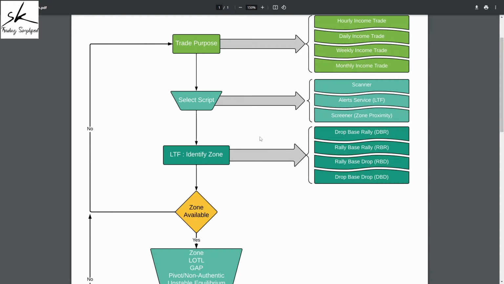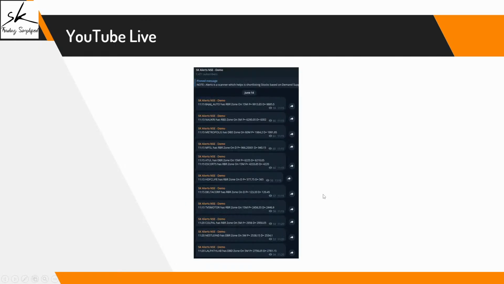So what alerts basically do is, as soon as a zone forms on the lower time frame, it immediately notifies you. We have a demo channel for NSE alerts, a demo channel for MCX alerts, and a demo channel for Forex alerts, where we provide you alerts for half an hour during the trading session. On the NSE channel, you can see these are the alerts which were generated on the 14th of June.